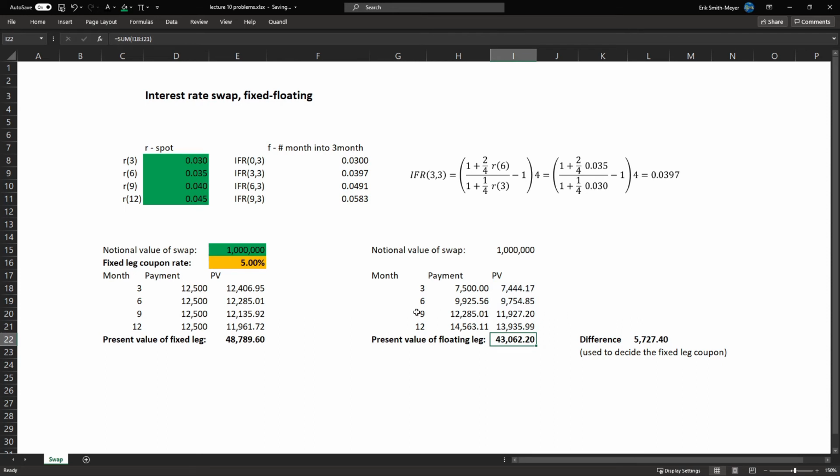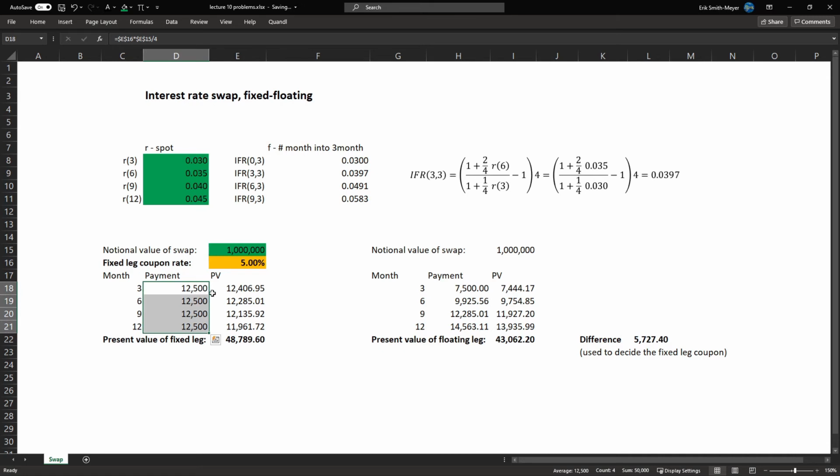What we do then is to calculate the payment of the fixed leg. And the fixed leg, here we just guess a coupon rate. And we have guessed a coupon rate of 5%, and with a notional value of 1 million and payment 4 times a year, the payment is 12,500, which is 50,000 per year.